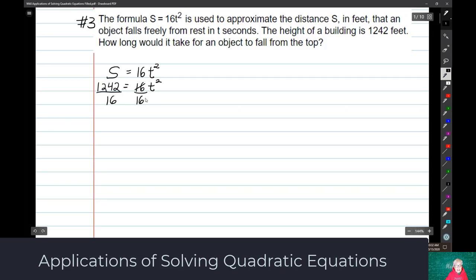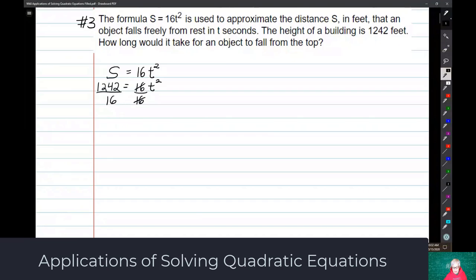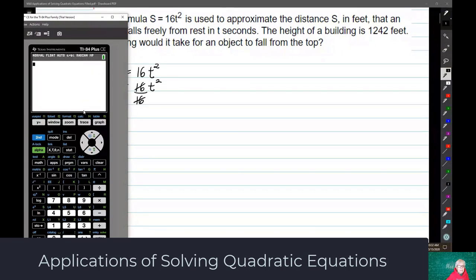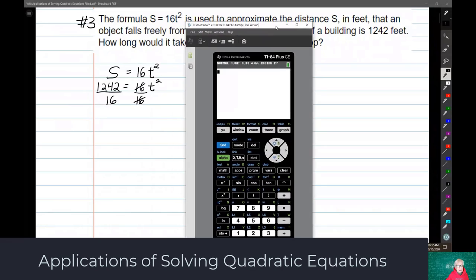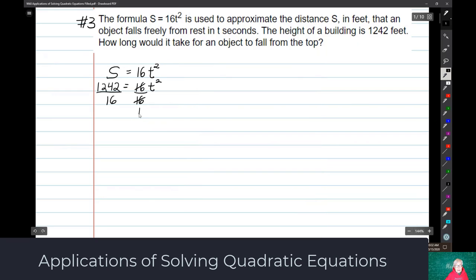So that will make the 16 cancel out over here. 1242 divided by 16. 1, 2, 4, 2 divided by 16. Enter. 77.625 is what T squared equals.